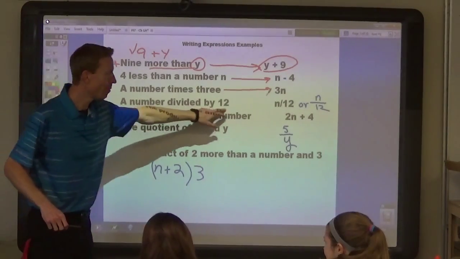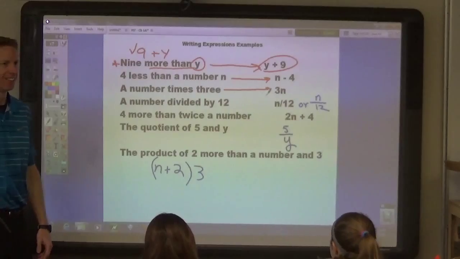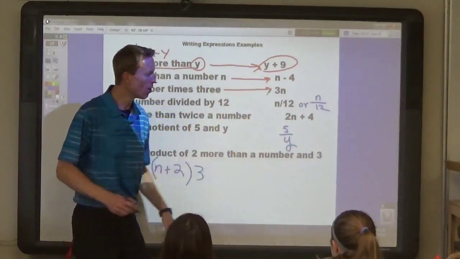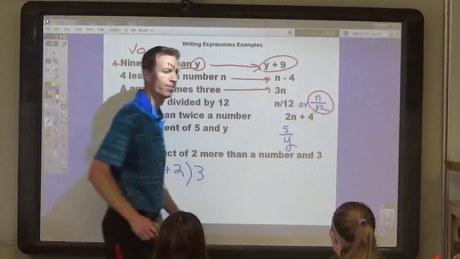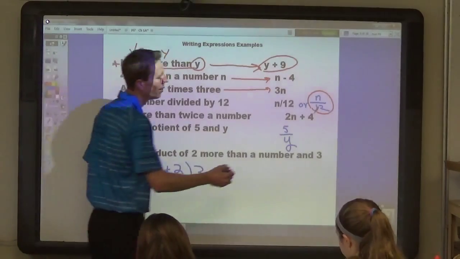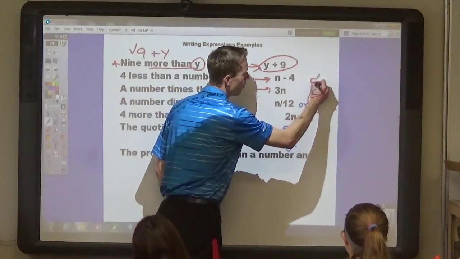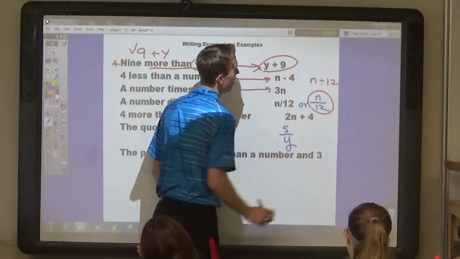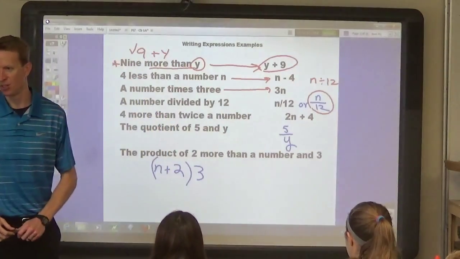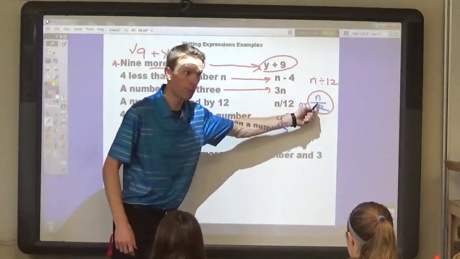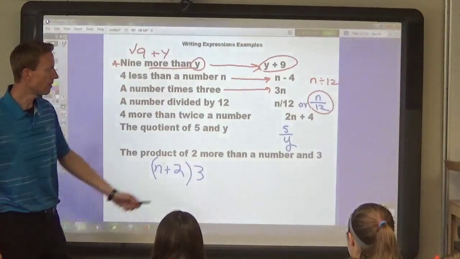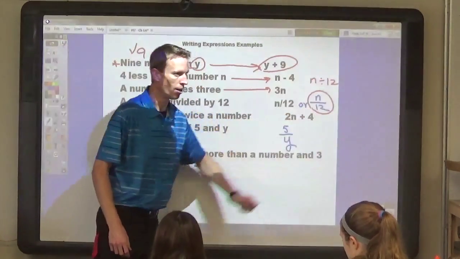A number divided by 12. So you can use n divided by 12 with the slash, but more often you're going to see it written as a fraction. Okay? Once in a while, you'll see the old division sign where it's n divided by 12 like that, but not very often in algebra anymore. You're mostly going to see it written this way. This means division. Okay? So this is n divided by 12.